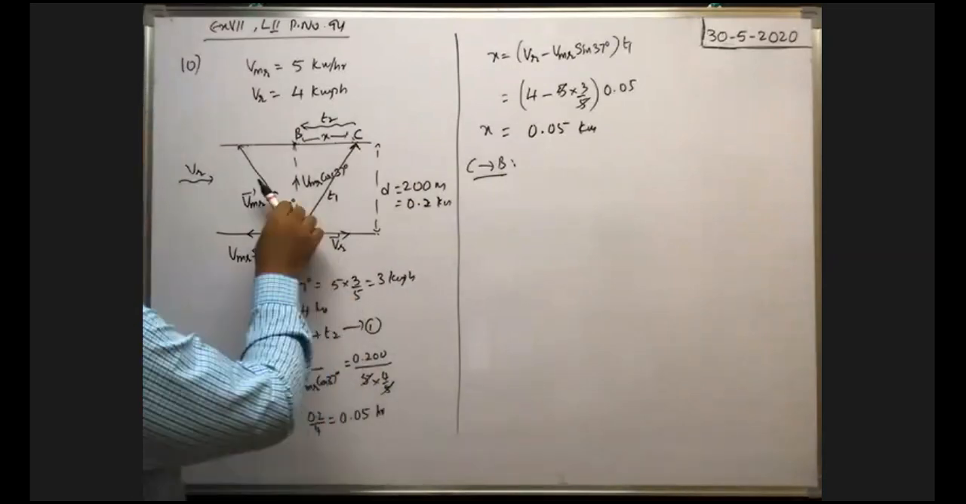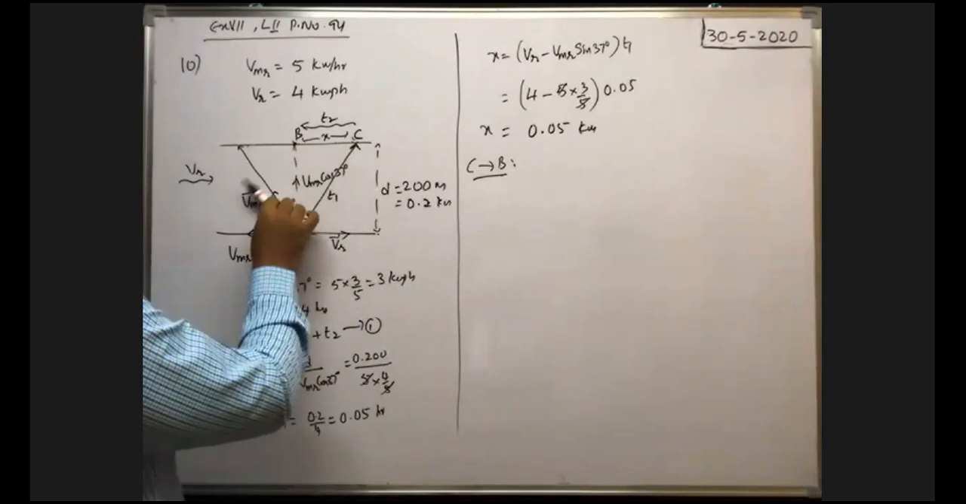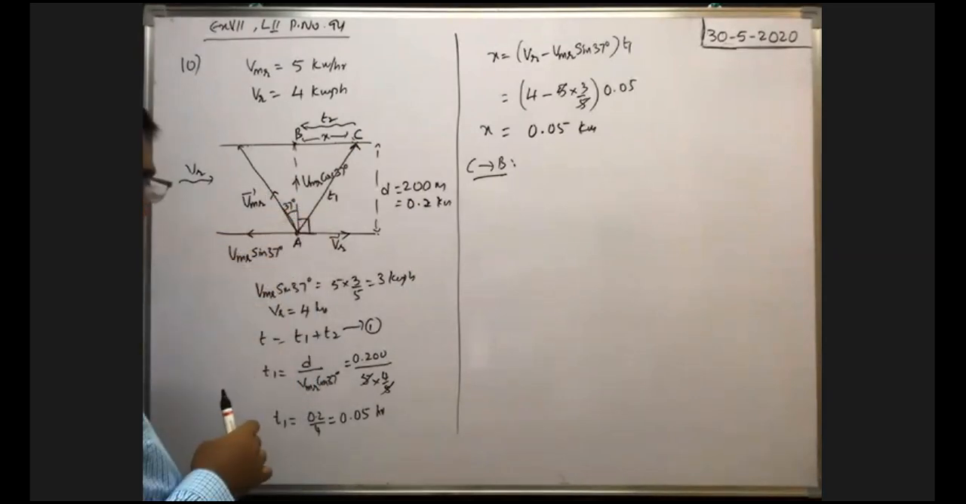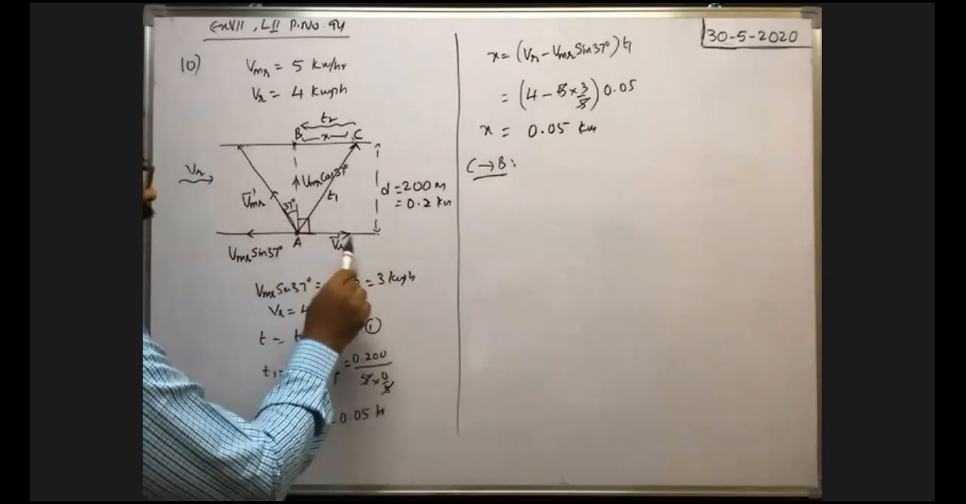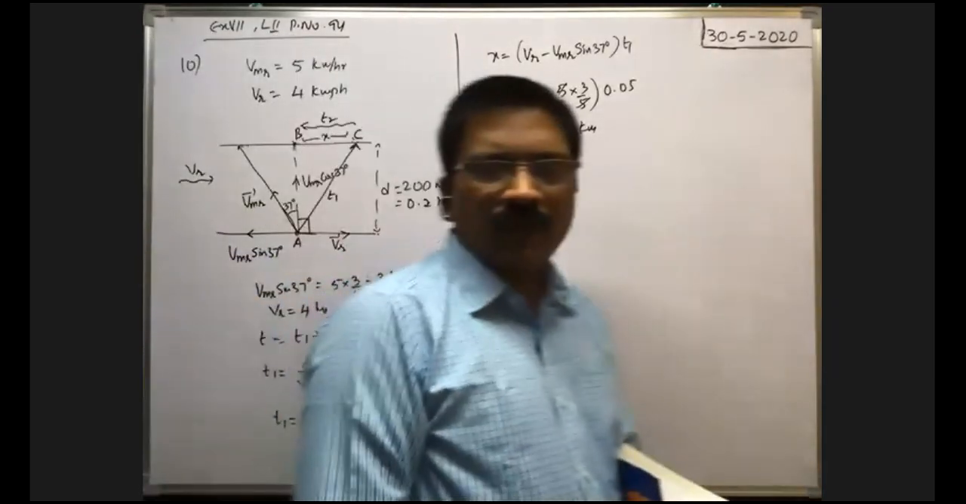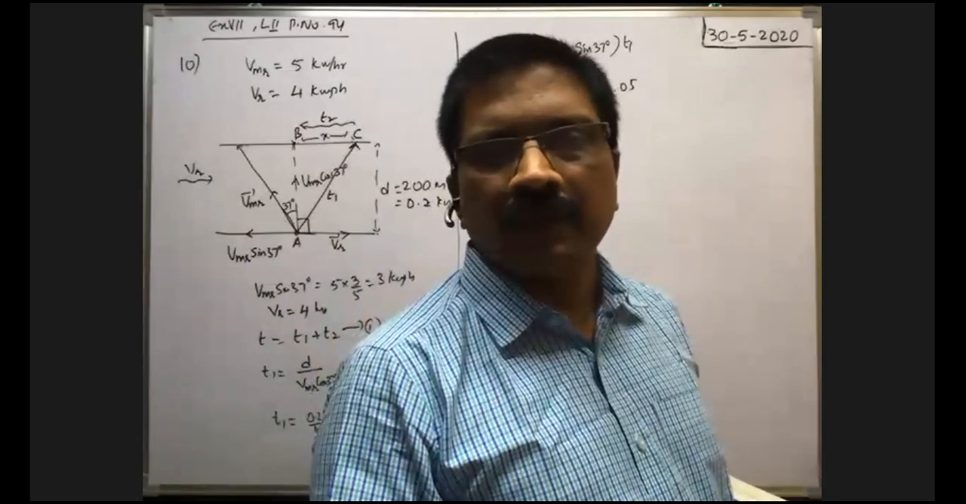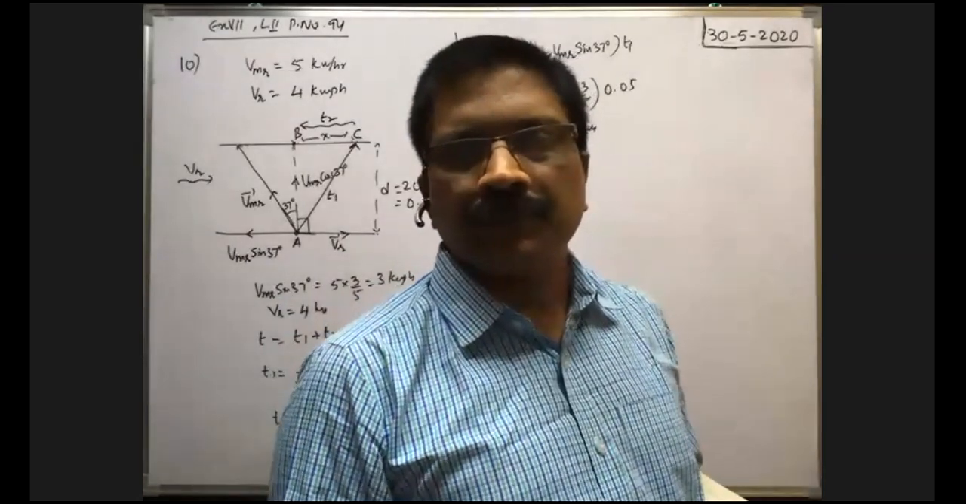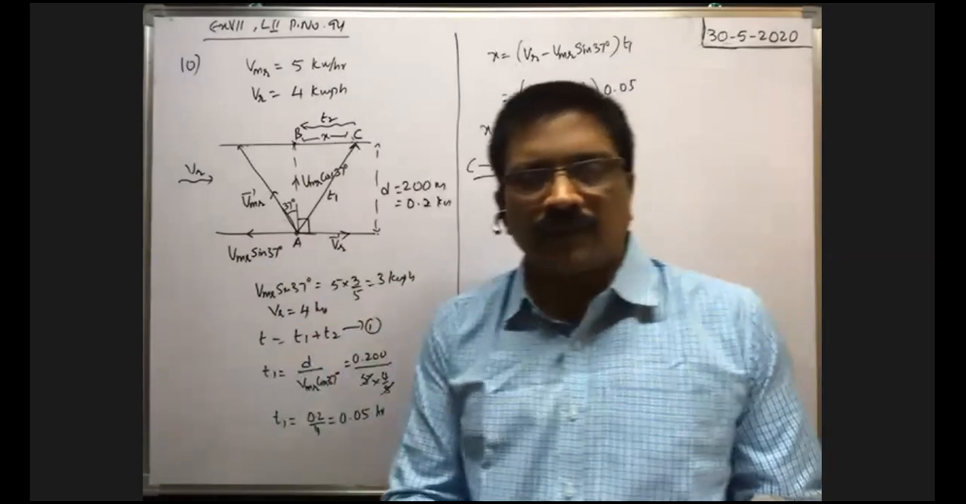But in this case, the man travels upstream. That's why the velocity component also lies in this direction. Hence the resultant velocity in this direction is VR minus VMR sin 37. Okay, sir. Thank you, sir. Okay, very good. Right.